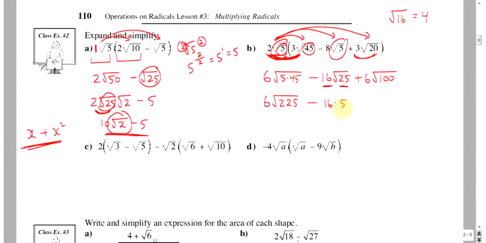Okay? Let me look at the next one. Plus, what's root 100? 6 times 10. I'm just simplifying it, right? That's all I did here. I didn't multiply anything. These are already multiplied. 16 times root 25. But if I know what root 25 is, I'm going to make that a nice number. That's a perfect square. Let's get rid of the root. If you know what the square root of something is, if it's a perfect square, we're going to get rid of the root sign.